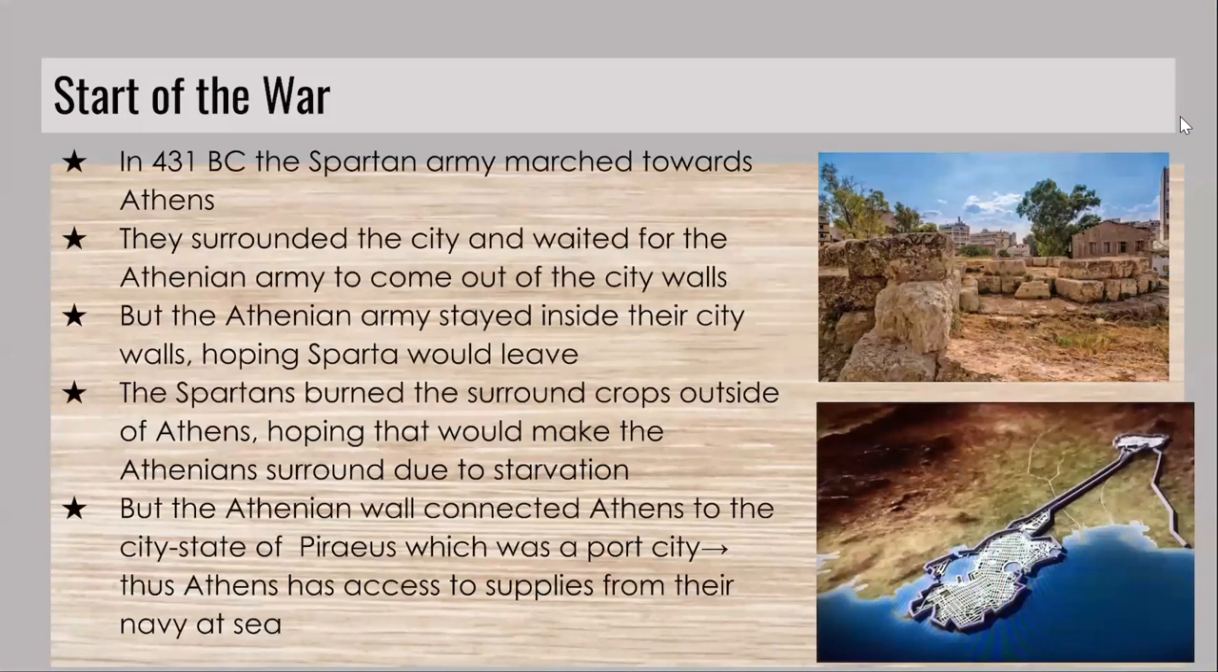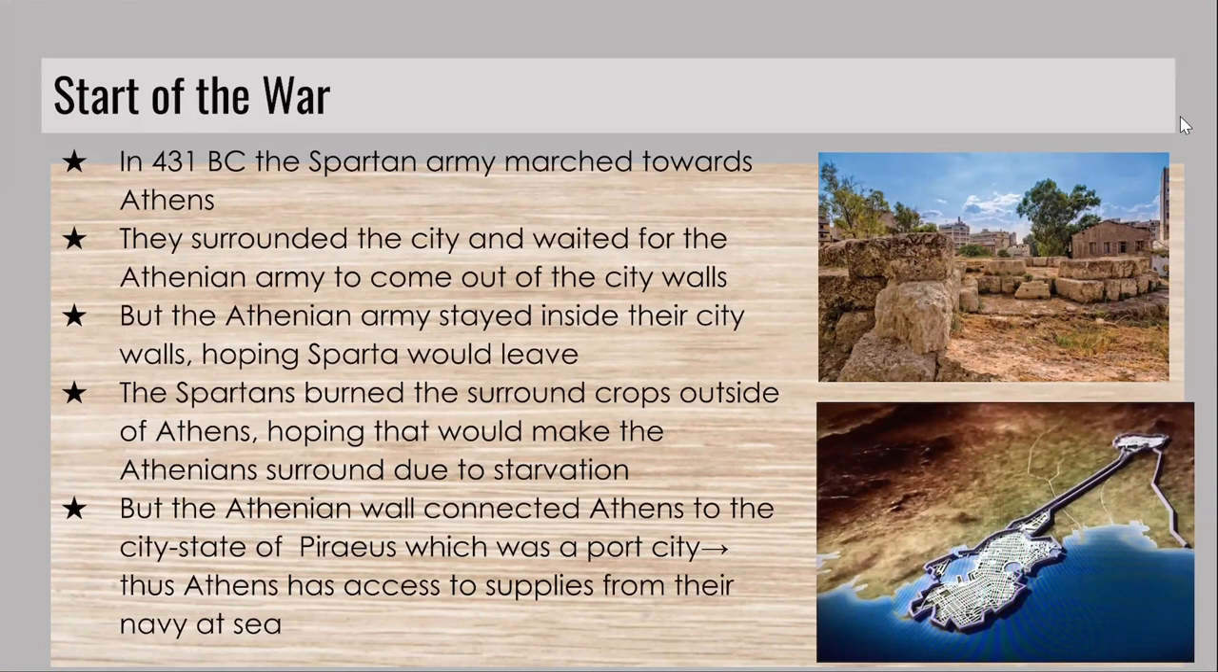The start of war. In 431 BC, the Spartan army marched towards Athens. They surrounded the city and waited for the Athenian army to come out of the city's walls. But the Athenian army stayed inside their walls, hoping Sparta would leave. The Spartans burned the surrounding crops outside of Athens, hoping that it would make the Athenians surrender due to starvation.